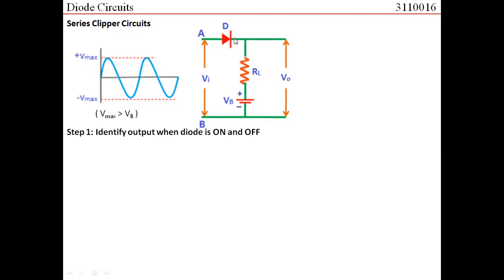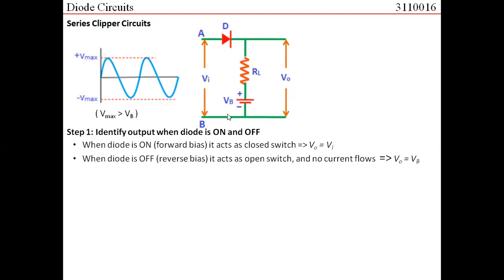When the diode is off, it acts as an open switch. No current passes through this. The voltage across RL would be 0. Now if we consider V0, then V0 is nothing but the summation of the voltage across RL and this VB, the battery potential. Now the voltage across RL is 0. So what would be V0? V0 would be the same as VB. Yes. To summarize, we write these 2 points.